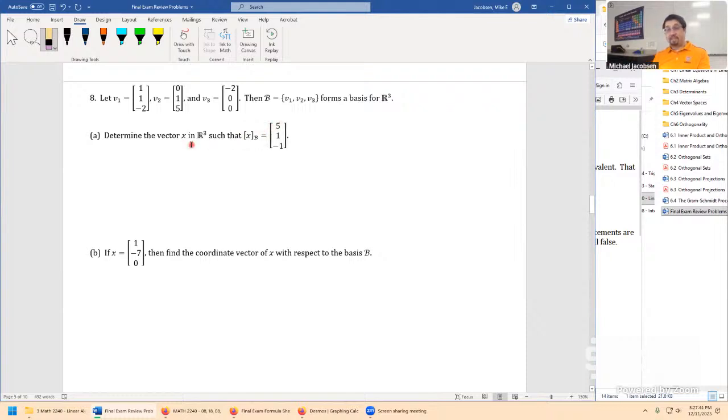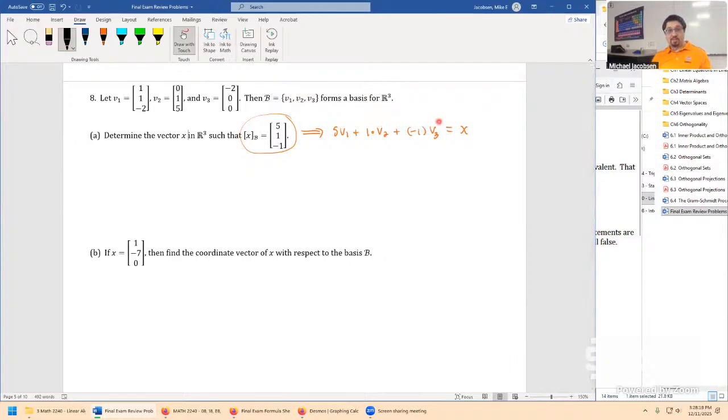So we want to, kind of like a decoding problem, say what is that vector x if this is its coordinates relative to the basis. A good way to start this problem is just to think of what this equation really says. This whole equation is just shorthand for 5 times v1 plus 1 times v2 plus -1 times v3 equals x. So that's what the coordinate vector relative to this basis, v1, v2, v3, is telling us.